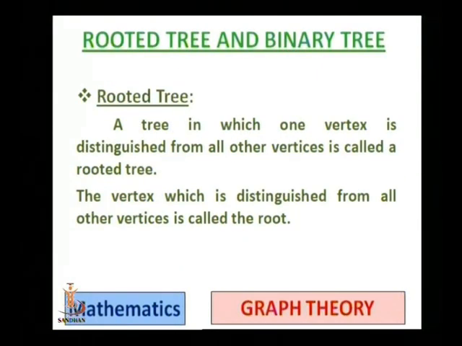Now we go for the types of tree. The first very basic type of tree is a rooted tree. The definition is like this: a tree in which there is one vertex which is distinguished from all other vertices is called a rooted tree, and the vertex which is distinguished from all others is called the root of the tree. Taking a few examples to understand this concept of rooted tree.